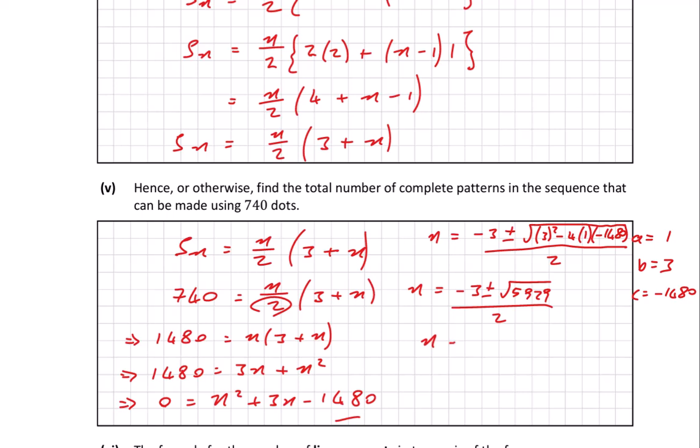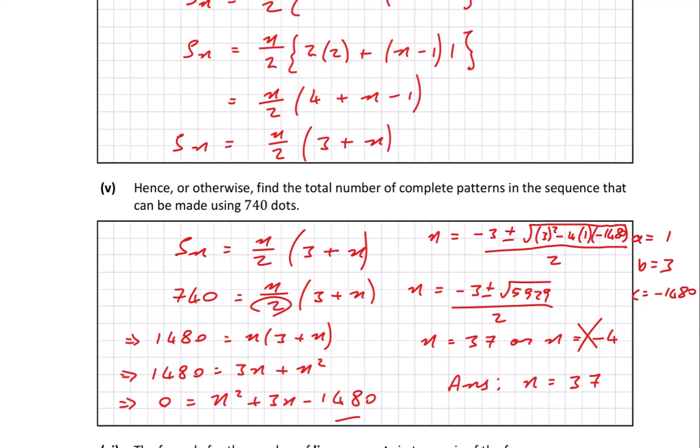So n is equal to minus 3 plus the square root of 5929 over 2, which gives you 37. And then you also get minus 3 minus the square root of 5929 over 2. That gives you minus 4. Now we can't have a negative number of patterns, so we don't use this one. So our answer is n is equal to 37.